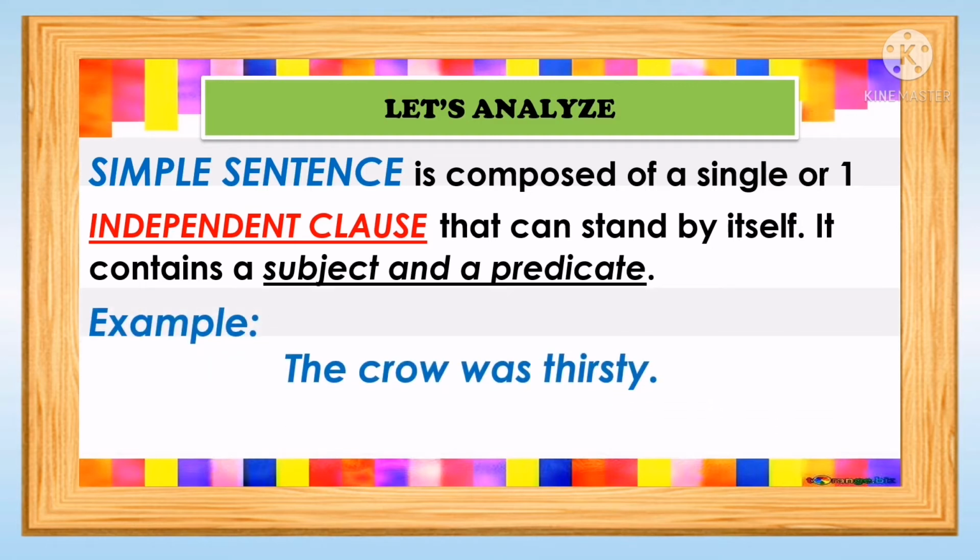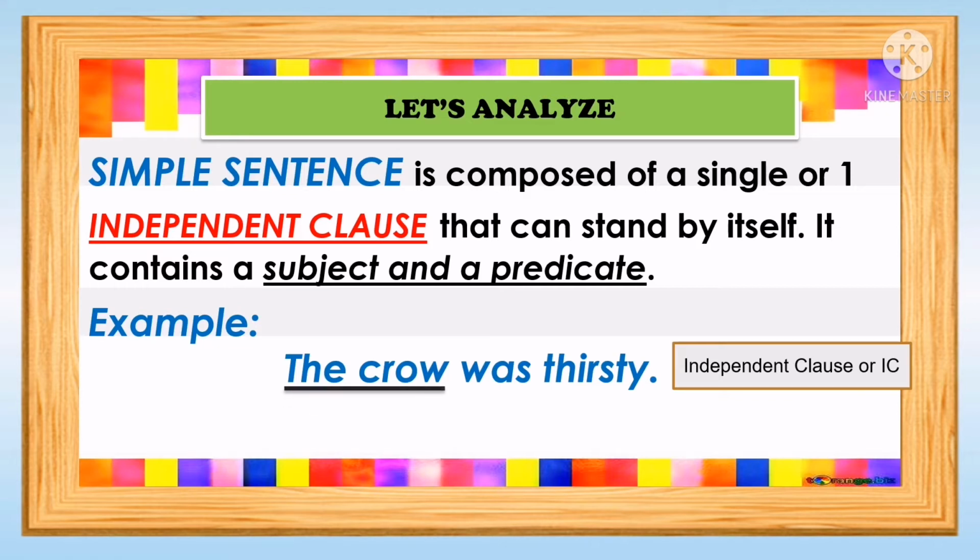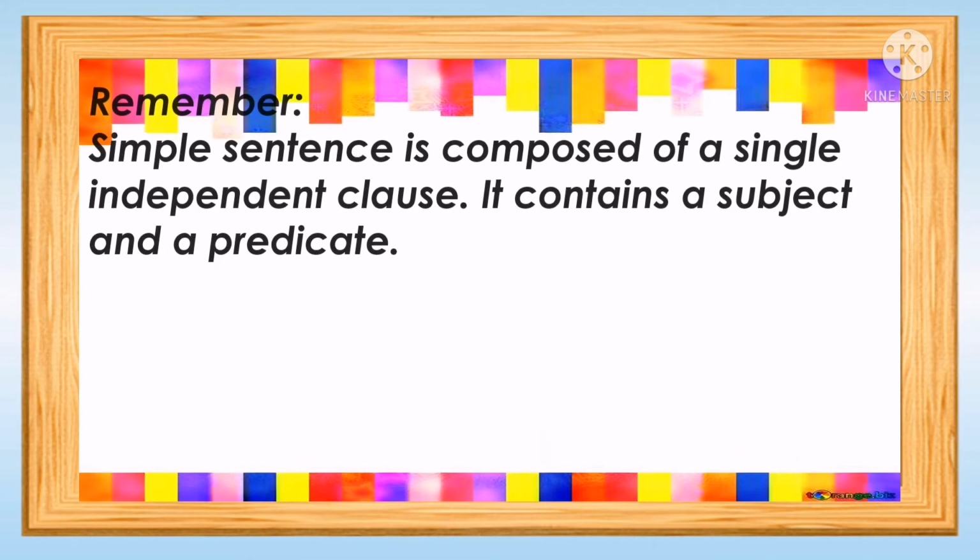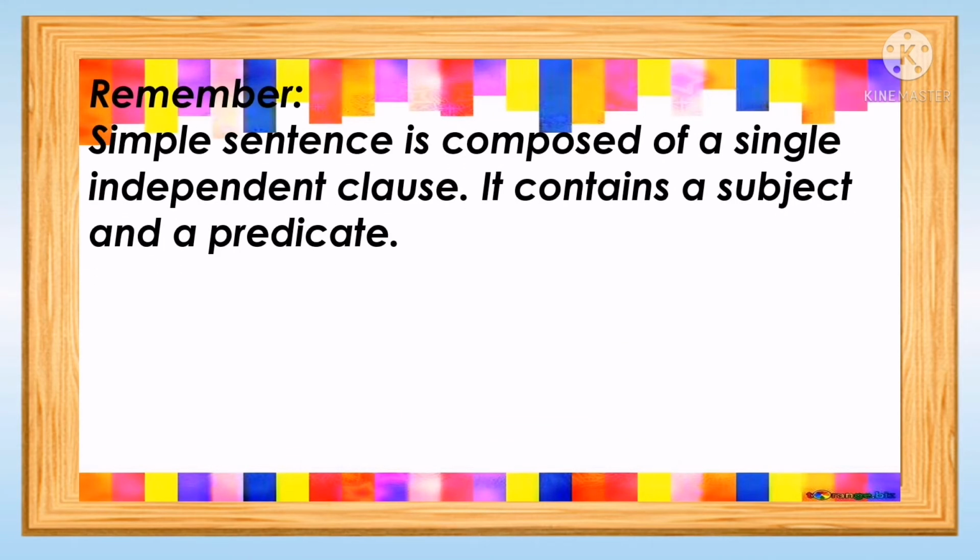Let's have the example. The crow was thirsty. This is an example of independent clause. You have the subject, which is the crow, and was thirsty is going to be the predicate. So this is an example of a simple sentence. Alright kids? Well done. Remember kids, simple sentence is composed of a single independent clause. It contains a subject and a predicate.